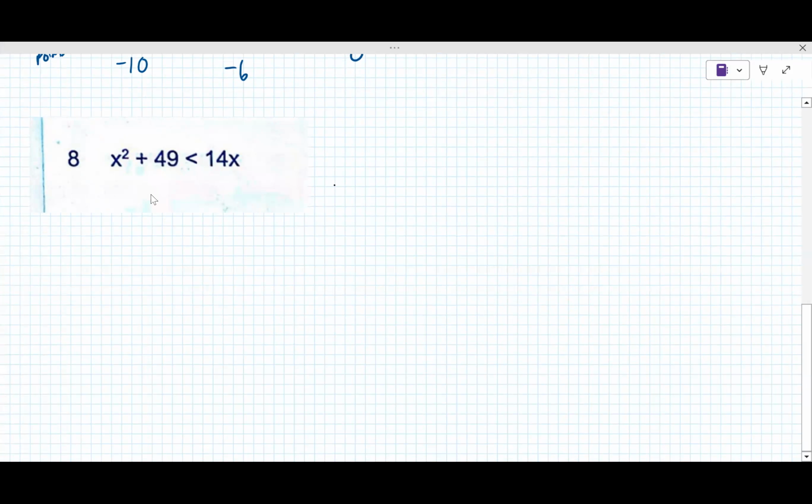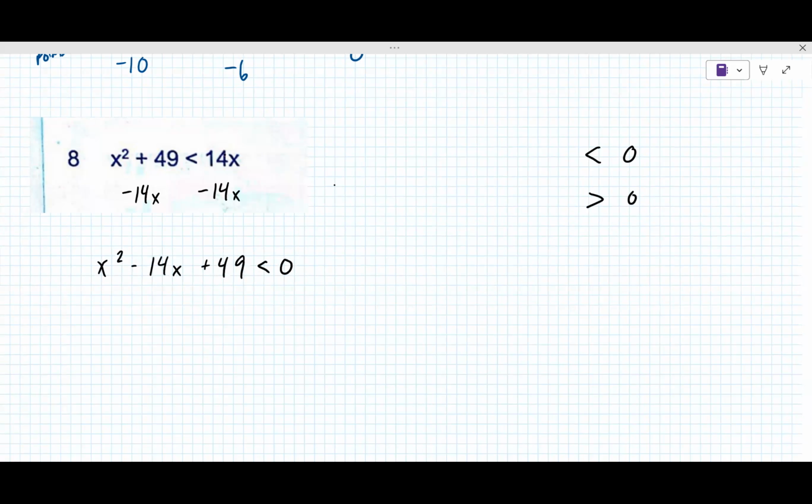This new problem here is different than some of the others. If you noticed, all the others have been like less than 0 or greater than 0, but we don't have that here. We really want this to be 0 on the right. To do that, you subtract 14x from both sides. So this is x squared minus 14x plus 49 less than 0. Okay. So your goal is always to make it something with 0. 0 should be on one side of the equation here.